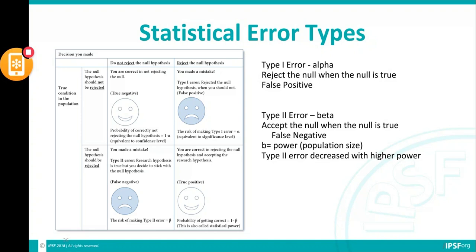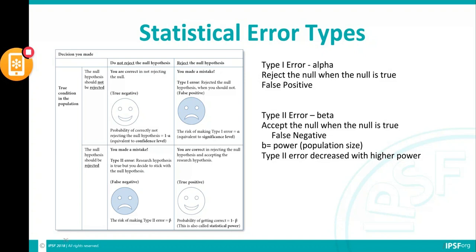Yeah, thank you. Another question is from Yalda, and it's still about the error types. The question is, why is the type 2 error more dangerous than type 1?